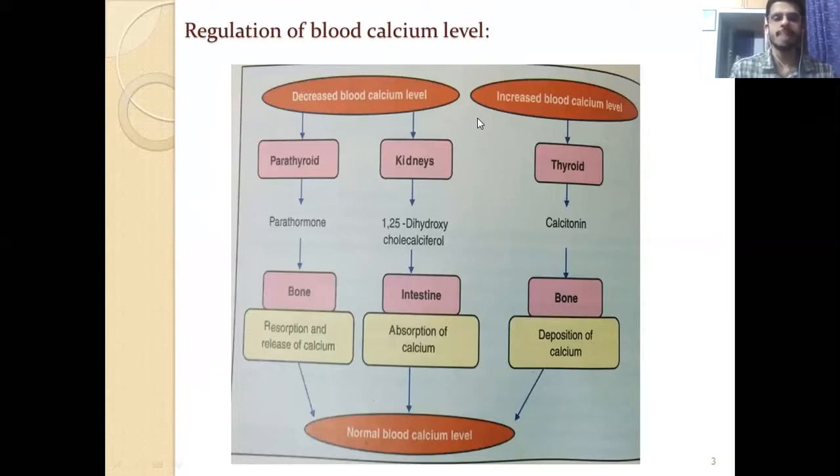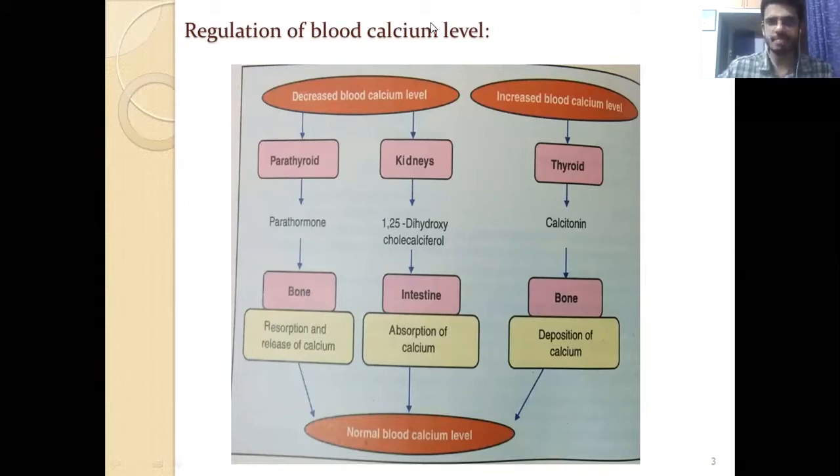One is parathyroid hormone, which is produced by the parathyroid gland, and the other is vitamin D, or 1,25 dihydroxycholecalciferol. 1,25 dihydroxycholecalciferol is a long name which basically stands for the activated form of vitamin D.